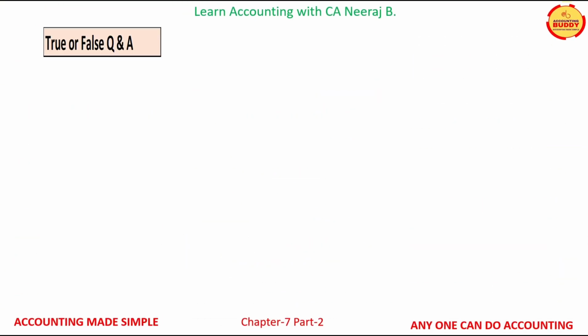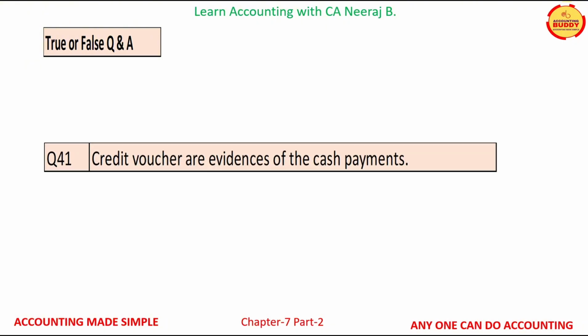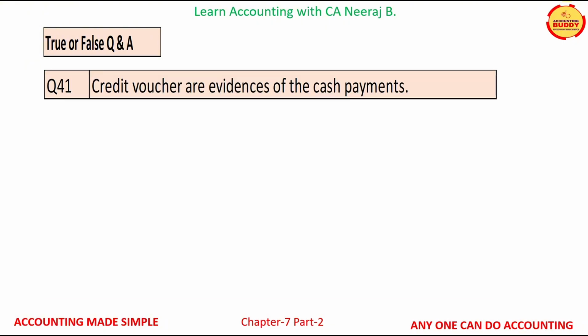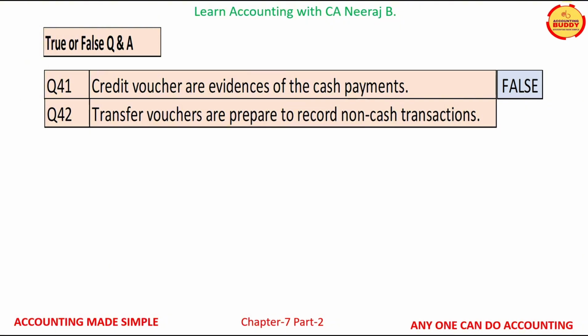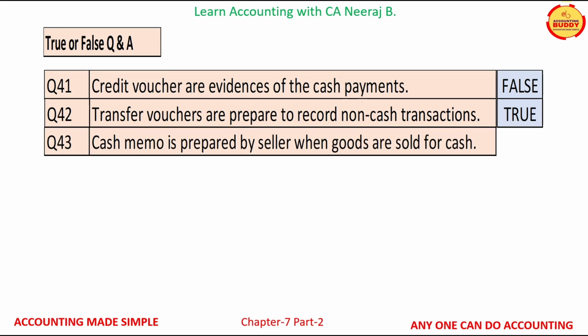In this section, let us try few true or false question and answers. Question number 41 on your screens is, credit voucher are evidences of cash payments. This is a false statement. Question number 42, transfer vouchers are prepared to record non-cash transactions. This is a true statement. Question number 43, cash memo is prepared by seller when goods are sold for cash. This is again a true statement.